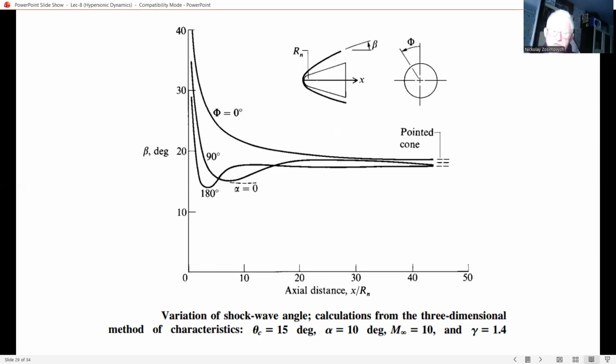But it should be noted that the wave angles for the blunted cone eventually approach the sharp cone result at large distances downstream of the nose, as seen on this right side.